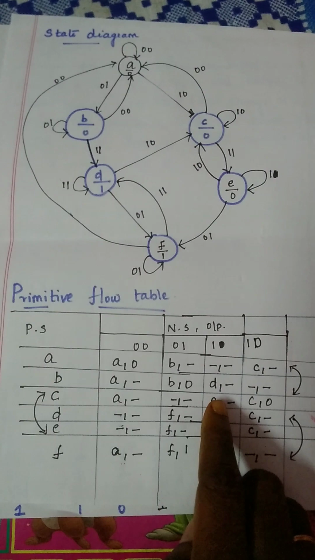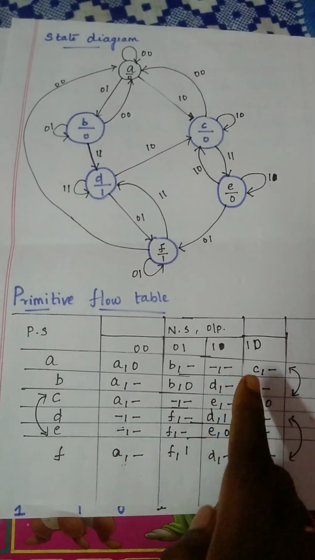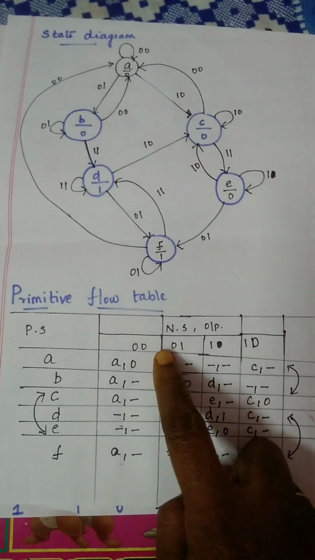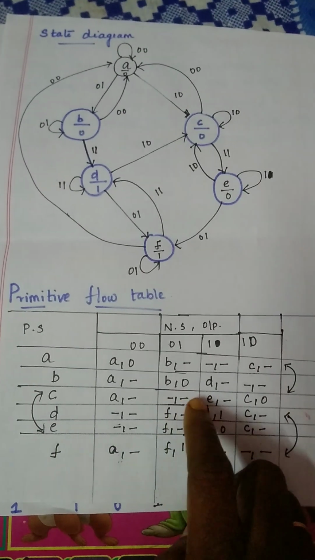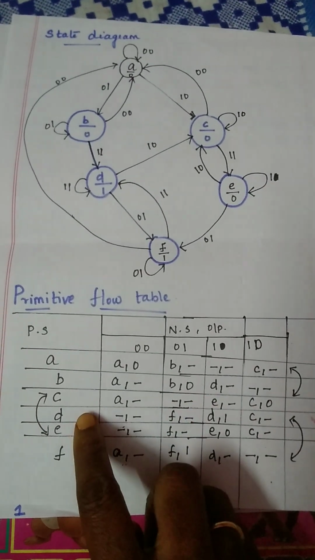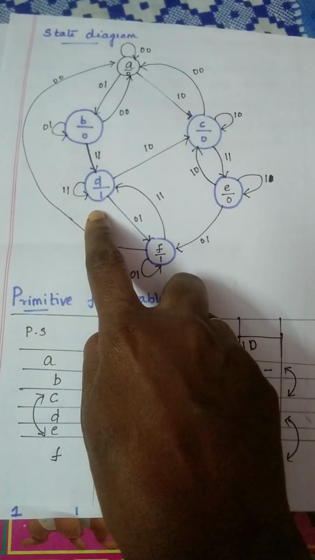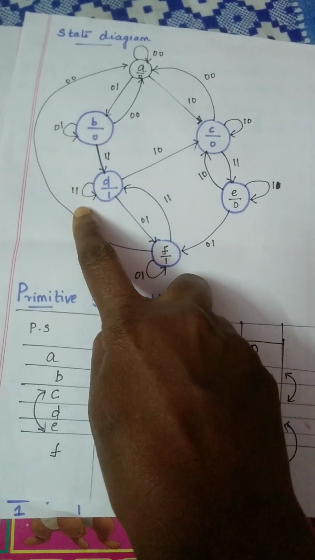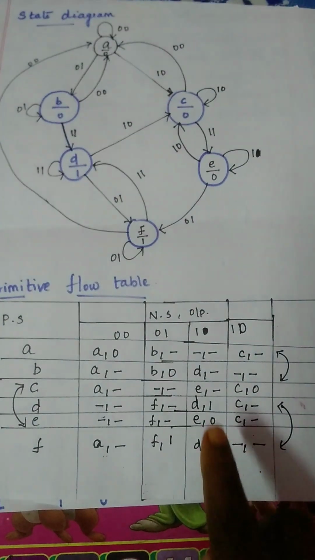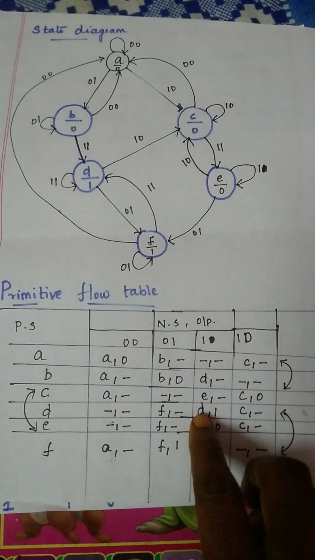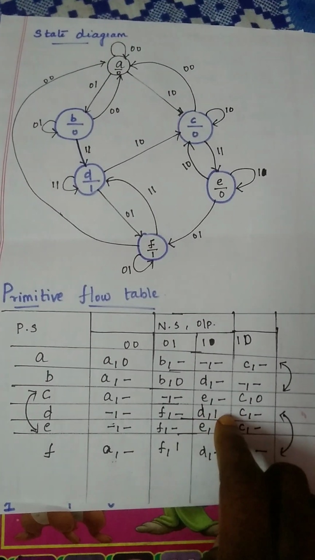So we have written A and E state. 0 1 to 1 0 can't change, so we are writing dash comma dash. Similarly for D, D is retaining in the same state when your input is 1 1. We have written the output.